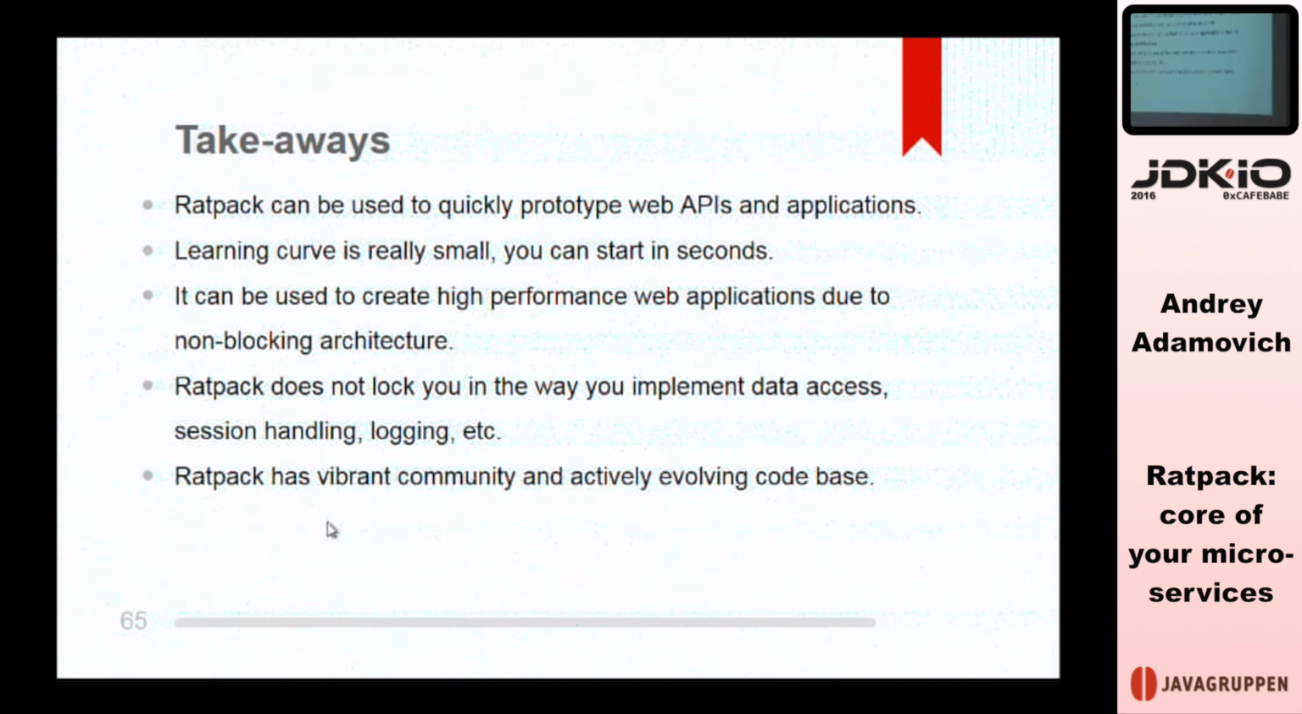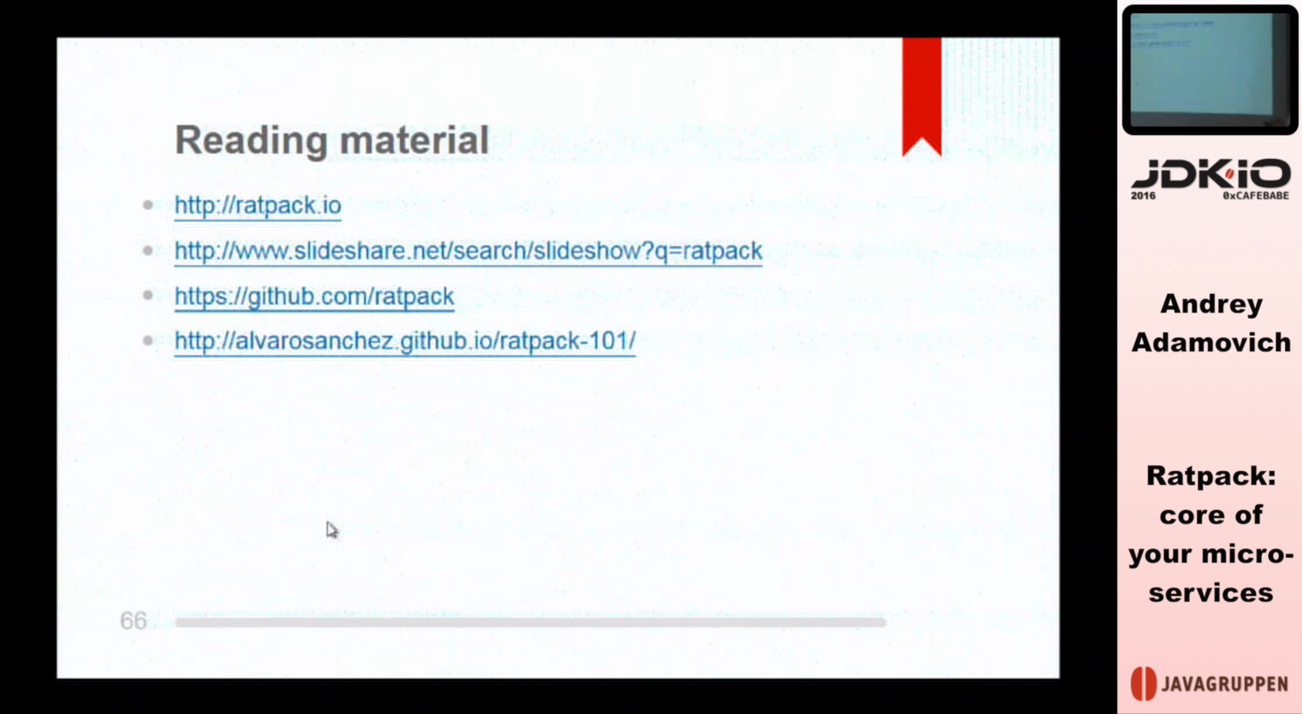So the main takeaways from this presentation, I hope, are that Ratpack can be used very quickly to prototype web APIs and applications, the learning curve is really small, it's really easy to start, and there's not much to think about. It's not only easy to read and easy to write, it's also very high performance, especially given the execution model that it implements, offloading different types of requests to different thread pools, and it is non-blocking by default. It also doesn't lock you in with opinionated libraries. You can always bring your own library and use it on top of or inside Ratpack for anything you want. So it's very easy and lightweight in that sense.